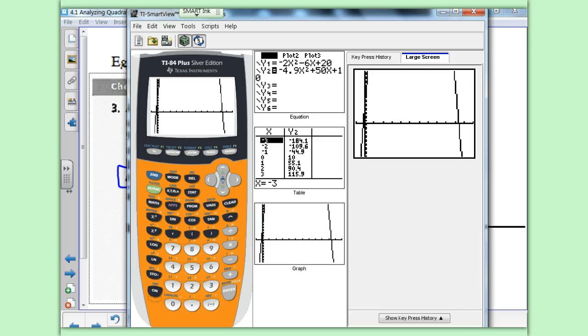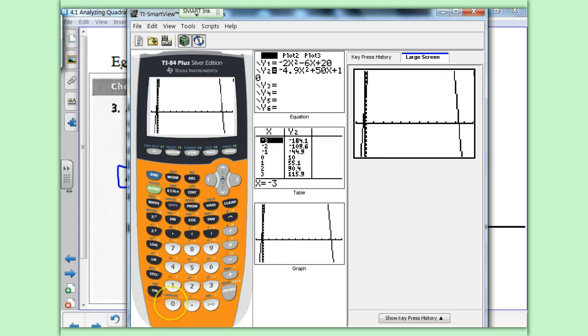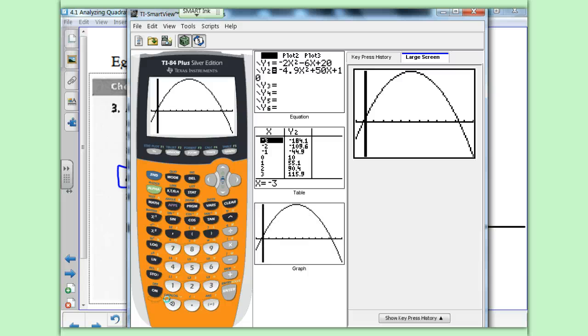So I use what I told you before. I use zoom 0, zoom fit, and now I get to see the path of my rocket, just like you would in Mr. Teskey's physics class or something like that. So I see the path of the rocket. This is cool. And now I'm going to answer some of those questions.